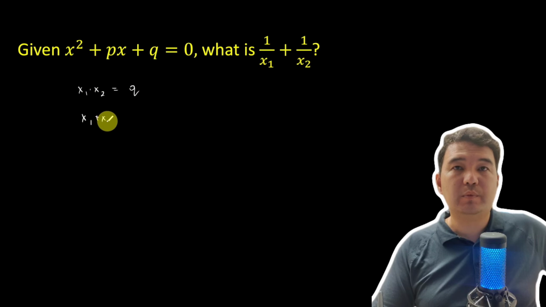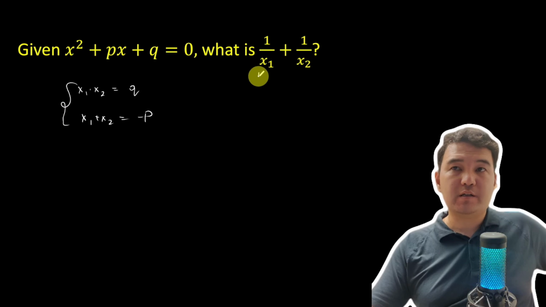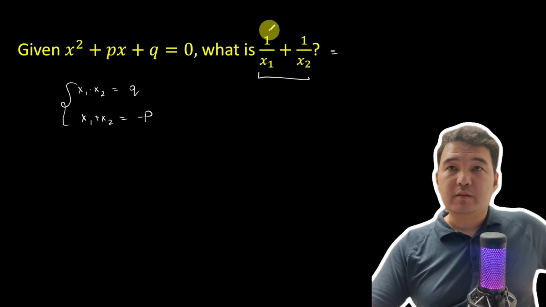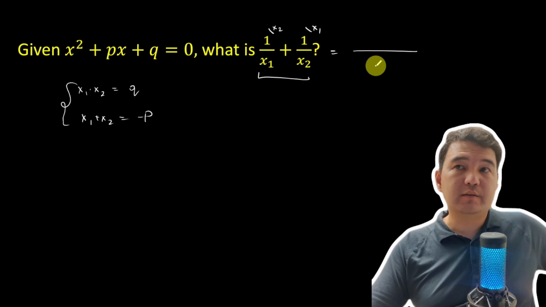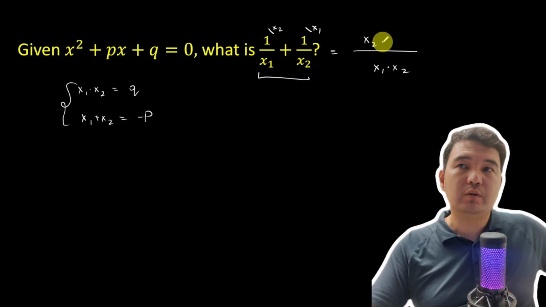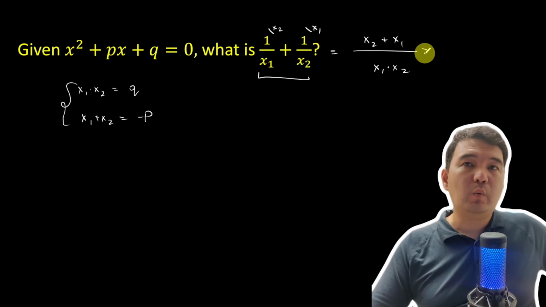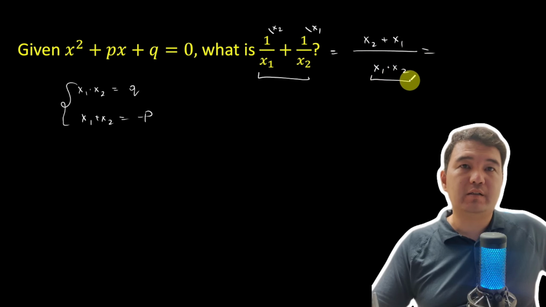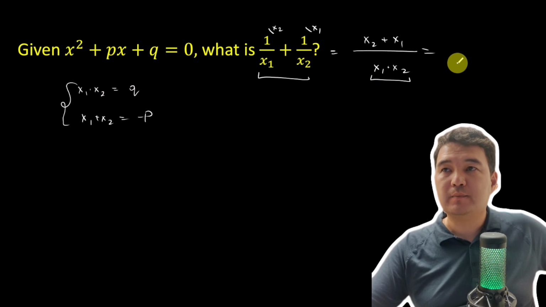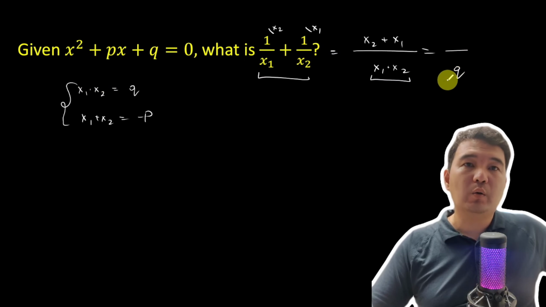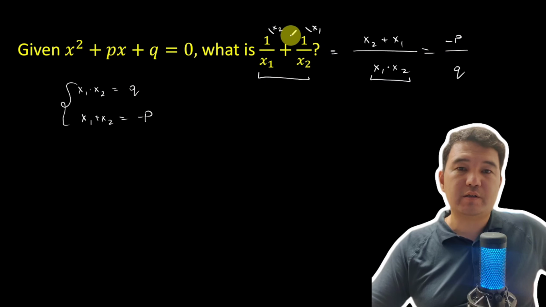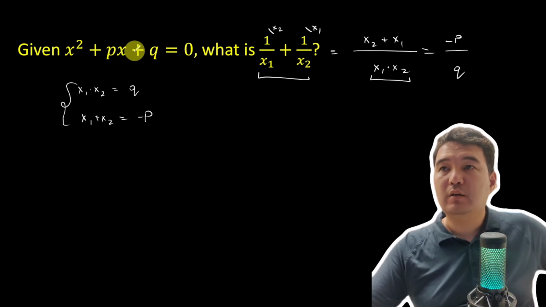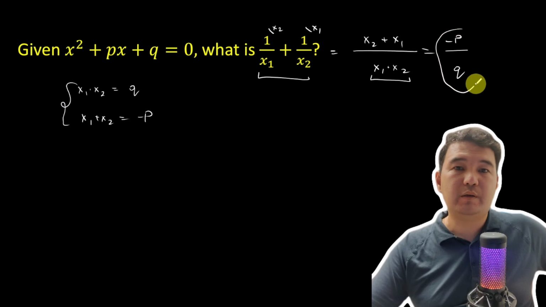That's a very useful theorem, and in order to find this expression, we can do common denominators. Multiply this by x2, this is x1. So the common denominator is x1 multiplied by x2, and in the numerator we will have x2 plus x1. Now we know x1 multiplied by x2 using Vieta's theorem, that's q. And we know x1 plus x2, that's minus p. So this expression in terms of p and q turns out to be equal to minus p over q.